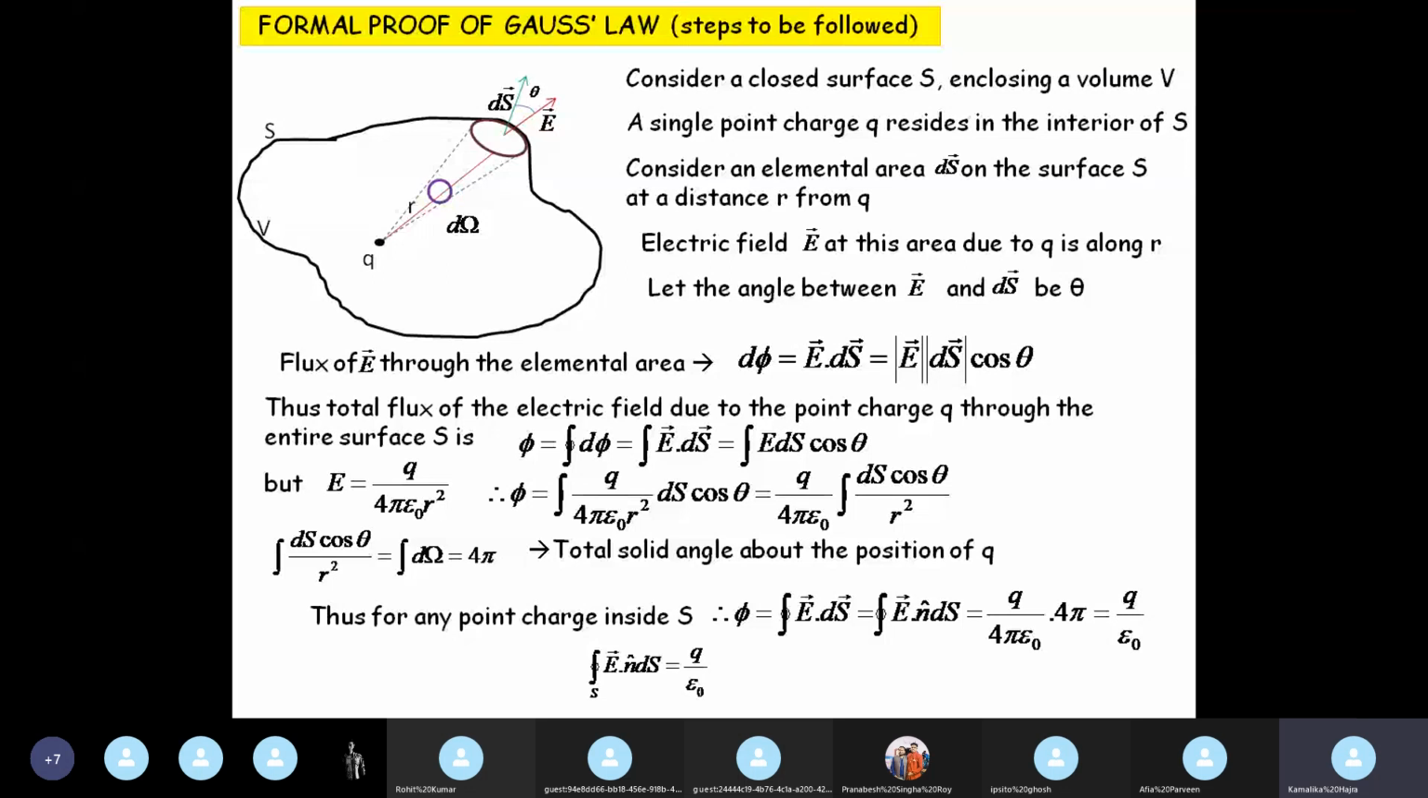This is for just a single charge. Now, if you have an enclosure, it is not always the case that there will be only one charge inside. There may be more than one charge. There may be several charges inside the enclosure. Then doesn't Gauss's law apply for several charges? Does it apply only for a single charge? So we'll see that just now.